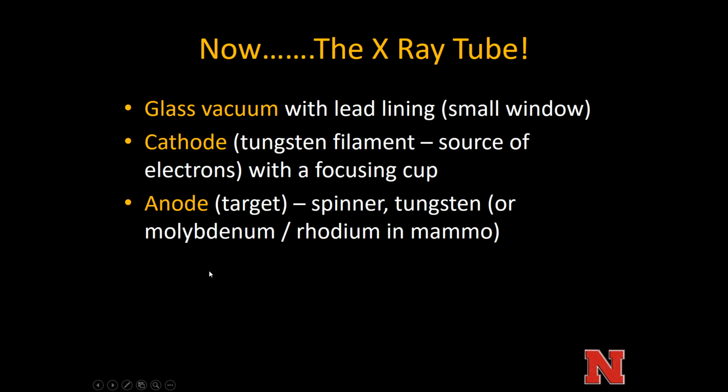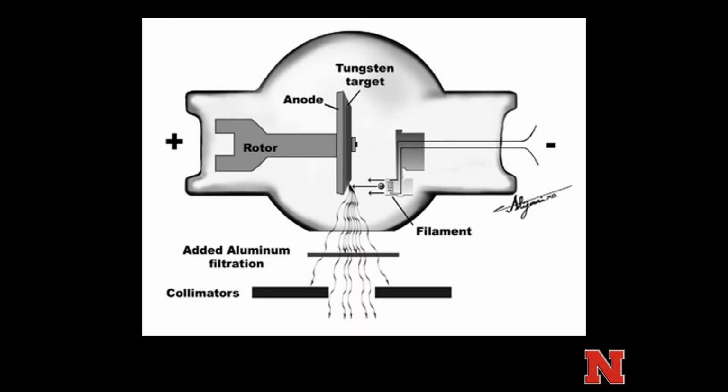So to get into the specifics of the X-ray tube, we have to talk about the glass vacuum, which is usually lined with lead and has only a small window for the X-rays to come out, which is directed obviously towards the patient. The cathode, which is a tungsten filament, is the source of electrons, and has a focusing cup to direct them towards the anode and create X-rays. And then the anode target, which is usually spun around on an axis, most commonly made of tungsten, or in the case of mammography, molybdenum or rhodium.